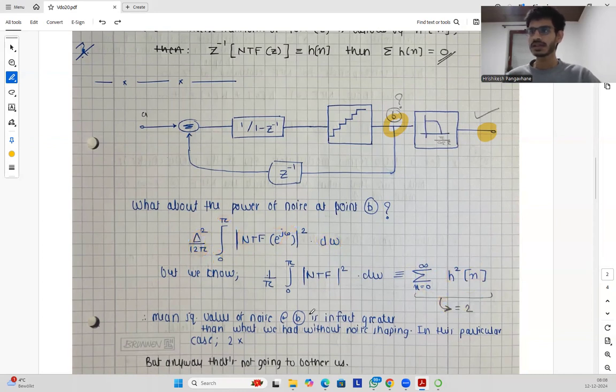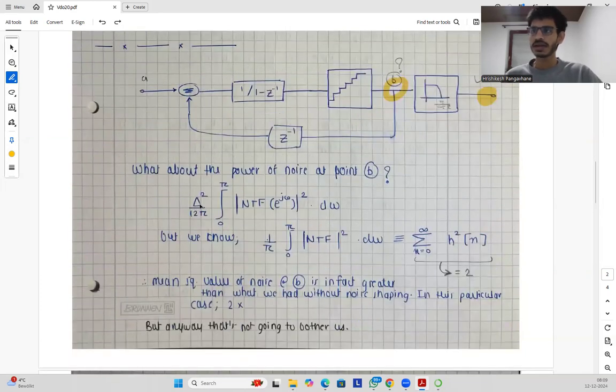So the mean squared value of noise at this point, after quantization, is in fact greater than what we had without noise shaping. In this particular case, it is 2 times. Why? Because we have delta squared by 12 pi multiplied by this, and this comes out to be 2. So we have 2 times delta squared by 12 pi.